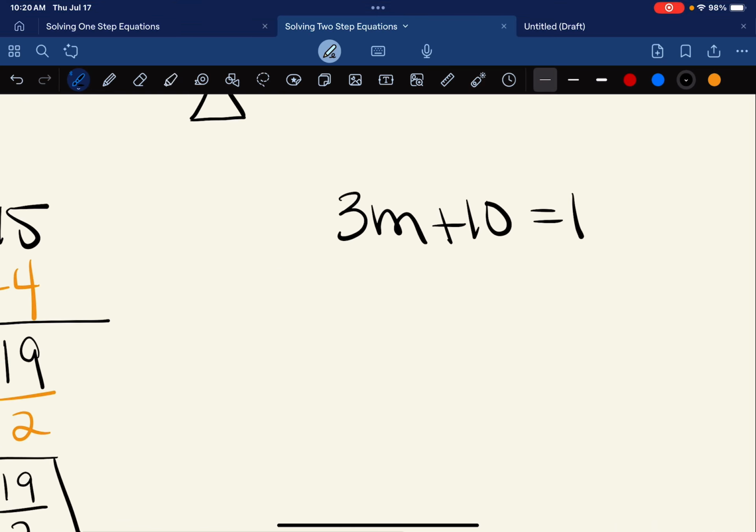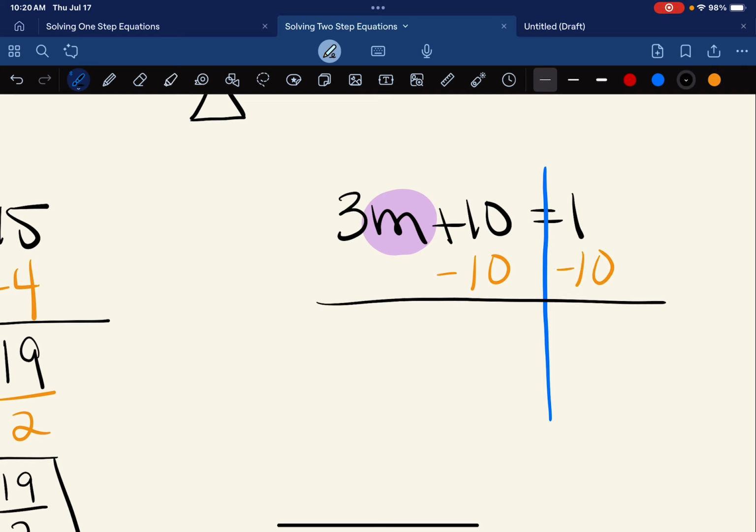3m plus 10 equals 1. I'll go ahead and split my equation and identify the variable that I am trying to solve. That's an m. So we always want to get rid of our addition and subtraction first. And that's kind of the way that I like to think about it, is what's kind of the least attached to my variable at this point. So we're going to subtract 10 from both sides of our equation. So that leaves us with 3m. 10 minus 10, those cancel out to 0, equals, and then 1 minus 10 gives us our negative 9.